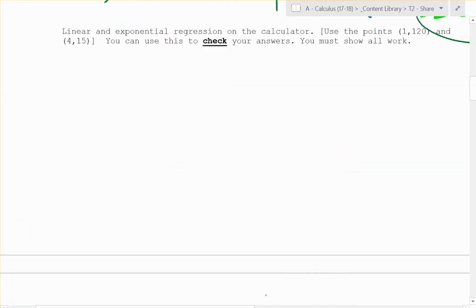The next thing you can do is use your calculator to find your equation if you are given 2 points. In this case, we have 1, 20, and 4, 15. So we're going to use linear and exponential regression on the calculator. Let's use exponential regression as the one that's going to be most useful right now. So that's y is equal to ab to the x.